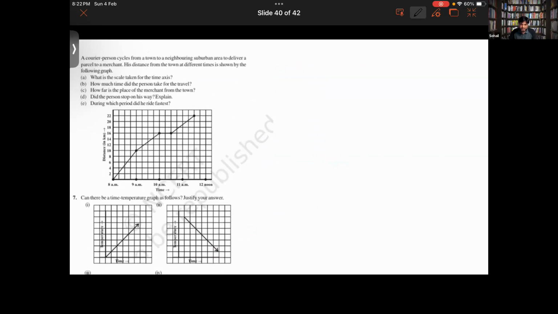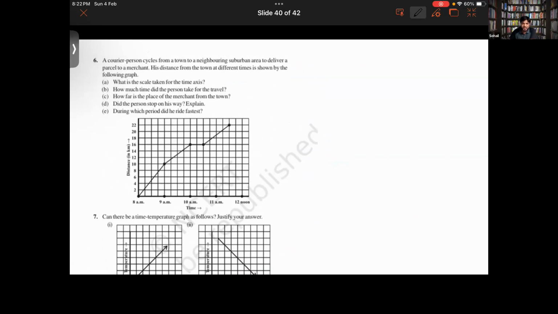Just answer the questions written over here. A courier person cycles from a town to a neighbor suburban area to deliver a parcel to a merchant. Okay, merchant हम किसे कहते हैं? The one who is selling something or purchasing. उसे हम merchant कहते हैं.